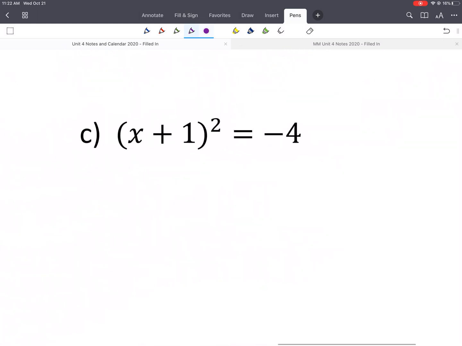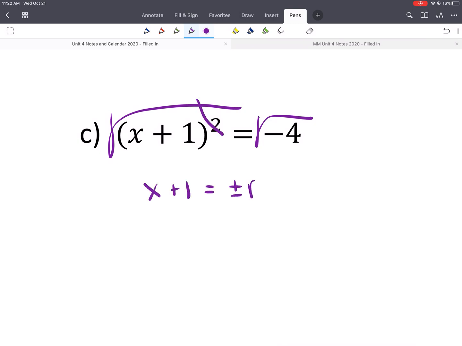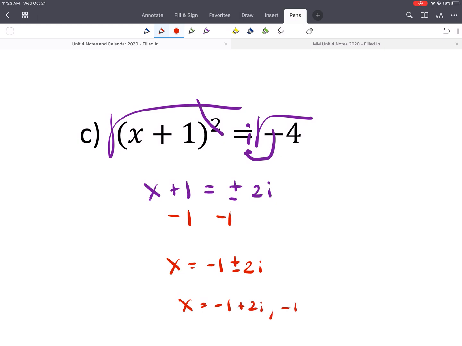All right, last but not least, here's another one. Okay, so x plus 1 is equal to plus or minus the square root of a negative 4. But wait, we know that the square root of 4 is 2, and we know that the negative inside would give us an i. So maybe we'll do that here. So we'll put that out as an i, so that would give us 2i. Subtract 1 from both sides, so we get x is equal to negative 1 plus or minus 2i, or x is negative 1 plus 2i, and negative 1 minus 2i.